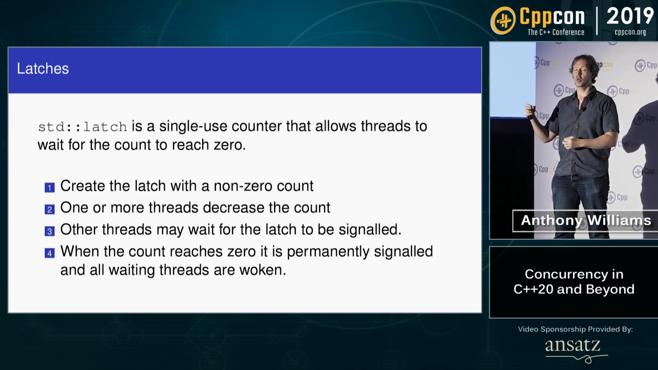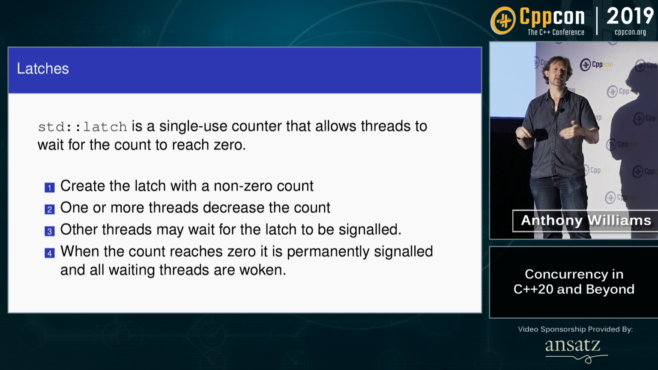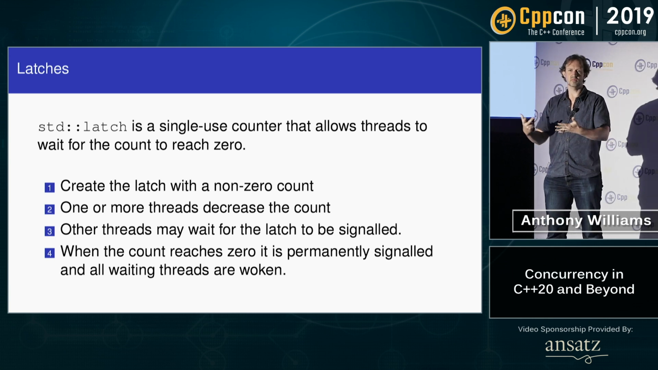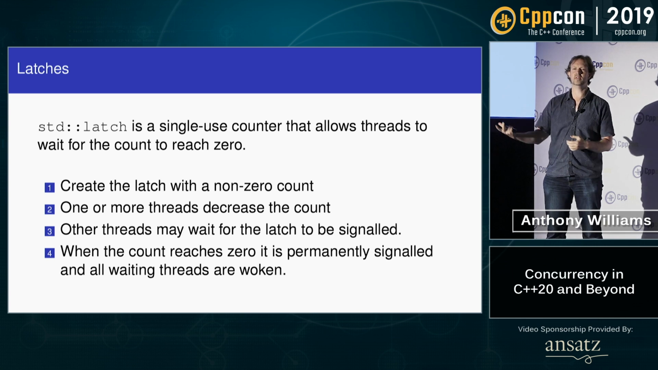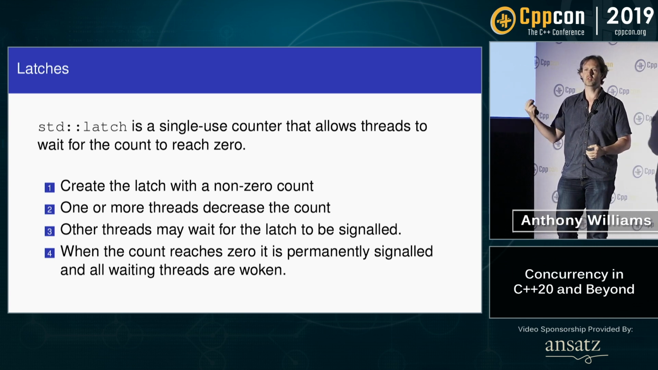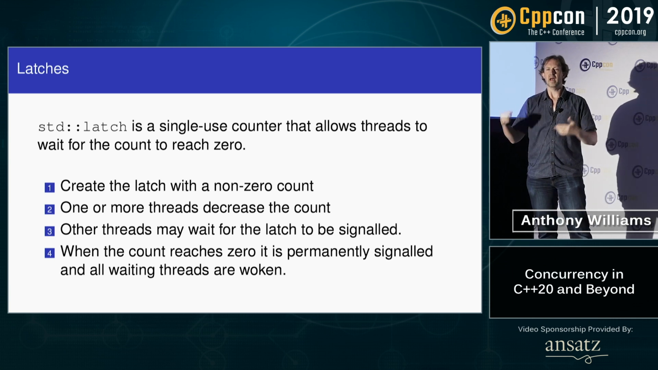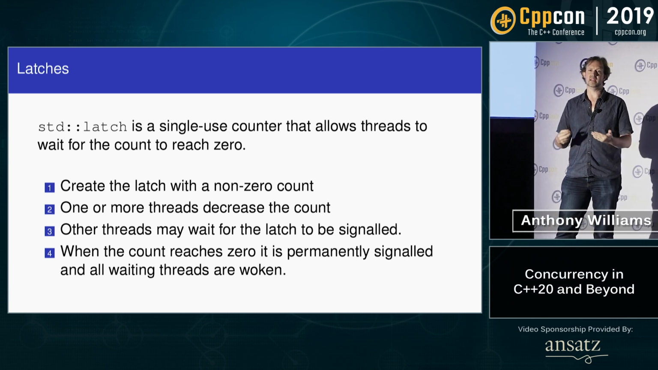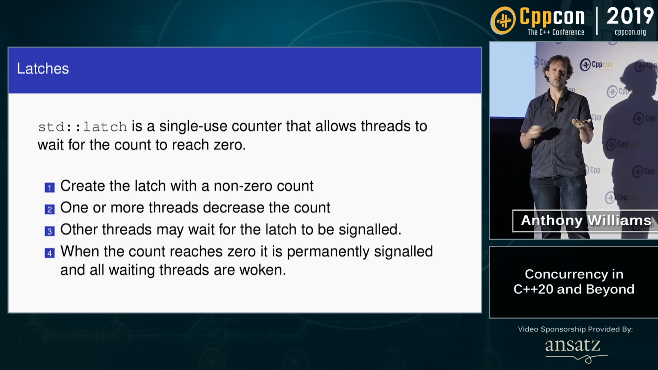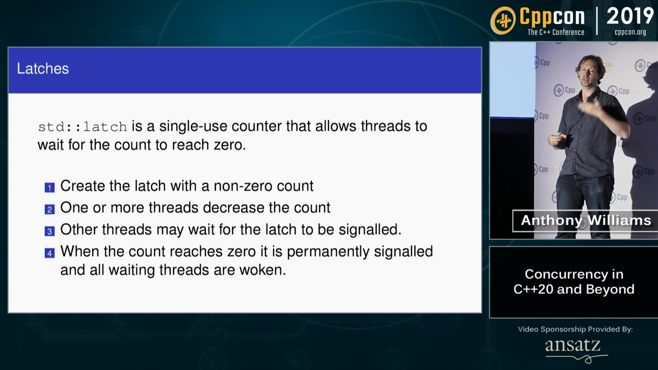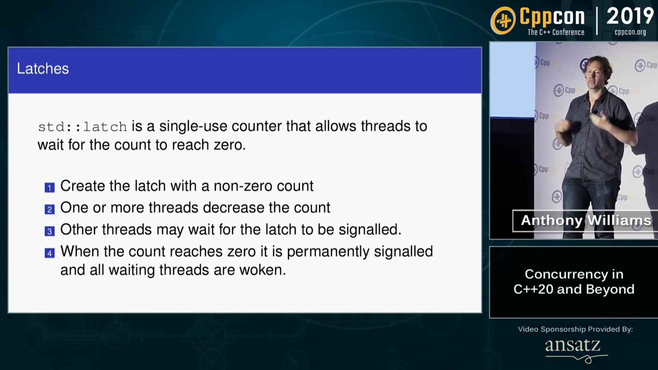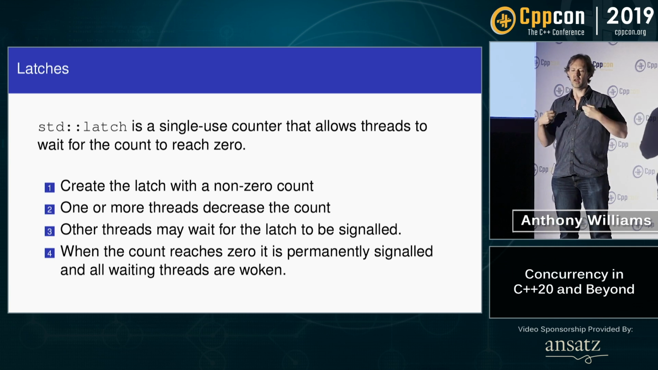Any thread may count down the latch by any amount, as long as, if it's only got a count of 5 and you try and count it down by 42, then that's not going to work. But as long as there's enough count left, you can decrease it, and then when it hits 0, it's signaled. Any thread can wait for it, obviously before or after it's been signaled. And as soon as it has been signaled, the waiting threads become unblocked, and they return from their wait, and they can carry on.